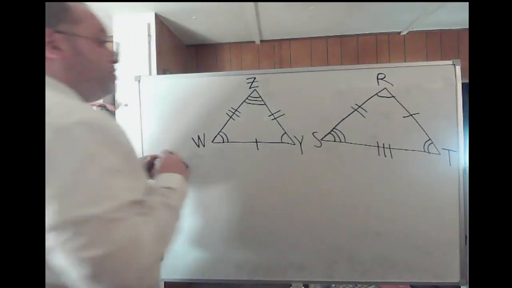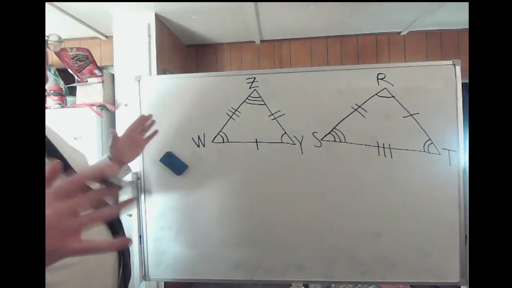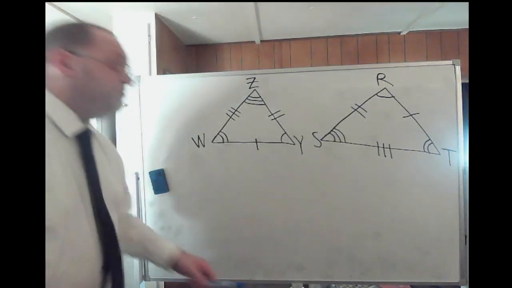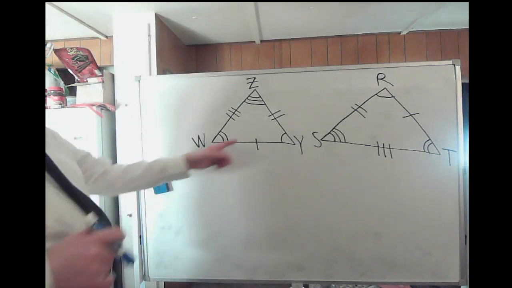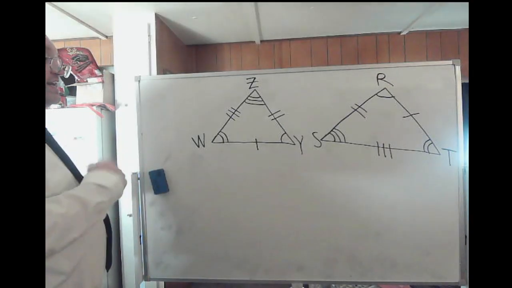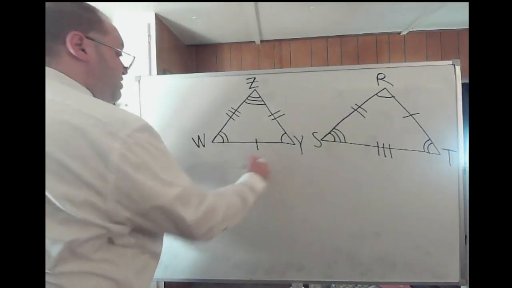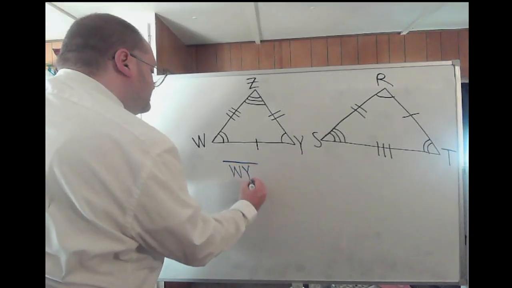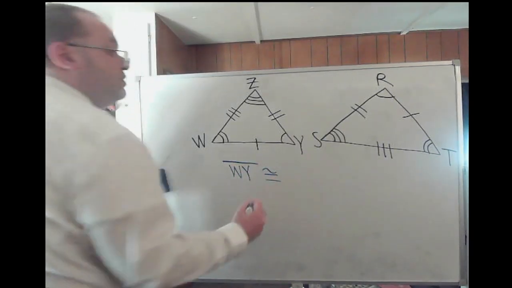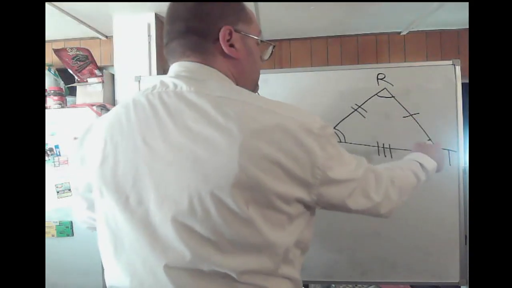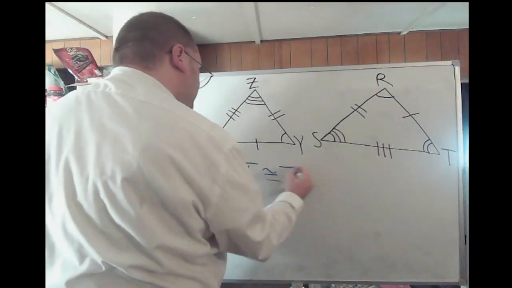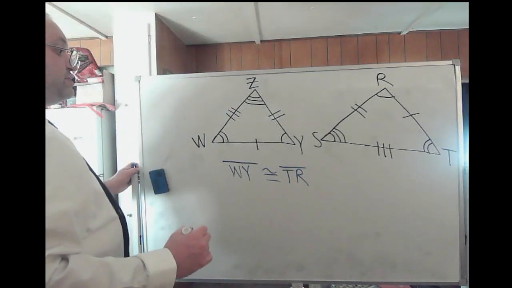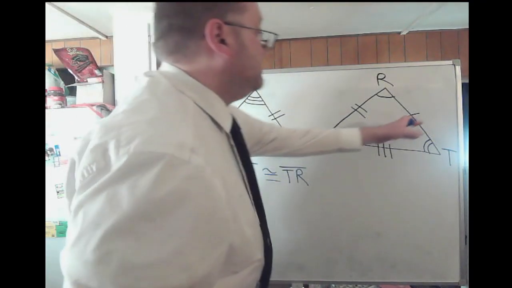Alright, we have 2 congruent triangles, but they look a bit distorted from each other. So, again, let's find all the congruent parts of each triangle. Start with your 1 tick mark to find your congruent sides. Looks like side WY, line segment WY, is congruent to line segment TR. So we've identified WY being congruent to TR.